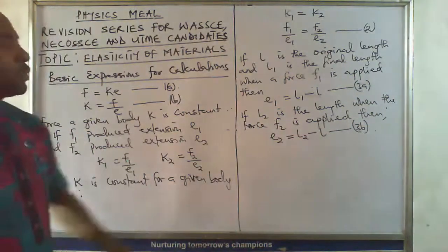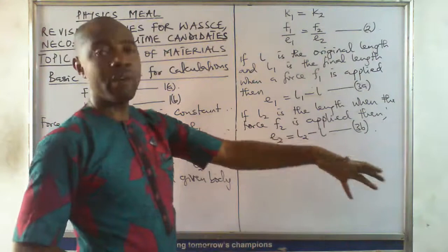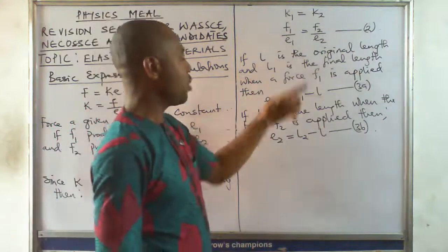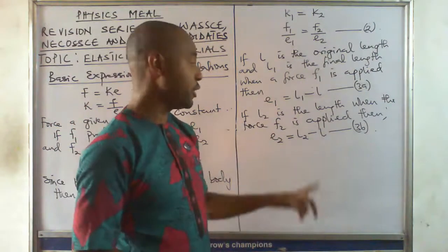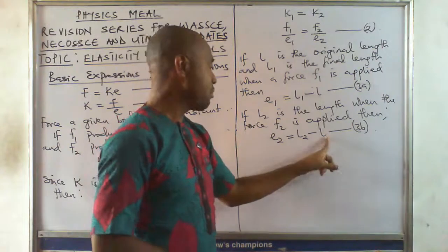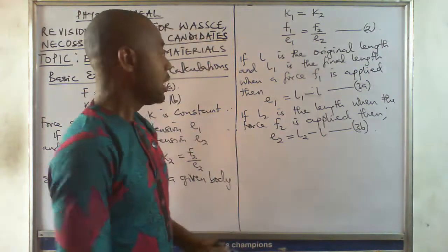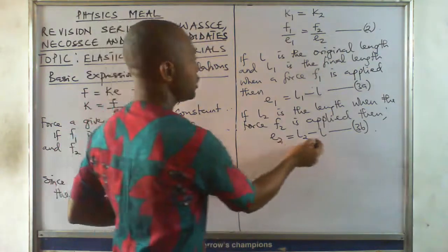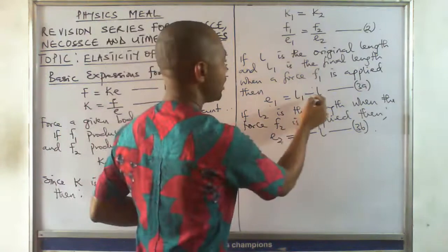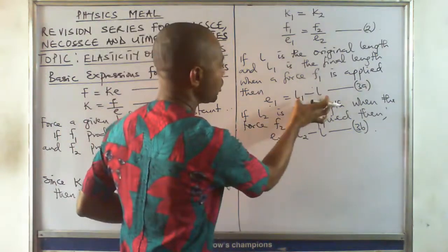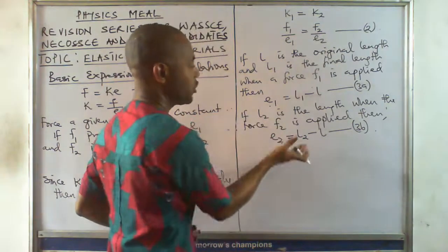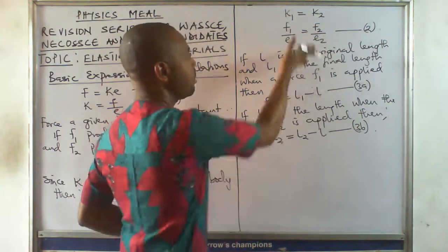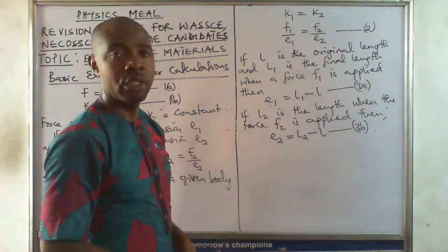Beautiful. So if I now applied another force that is different from F1, I will have a new length. To find the extension as a result of the new length, I use the final length minus the original length. Now you see, E2 is this, E1 is this. I can use equation 3A and 3B on equation 2. I can substitute equation 3A and 3B into equation 2.